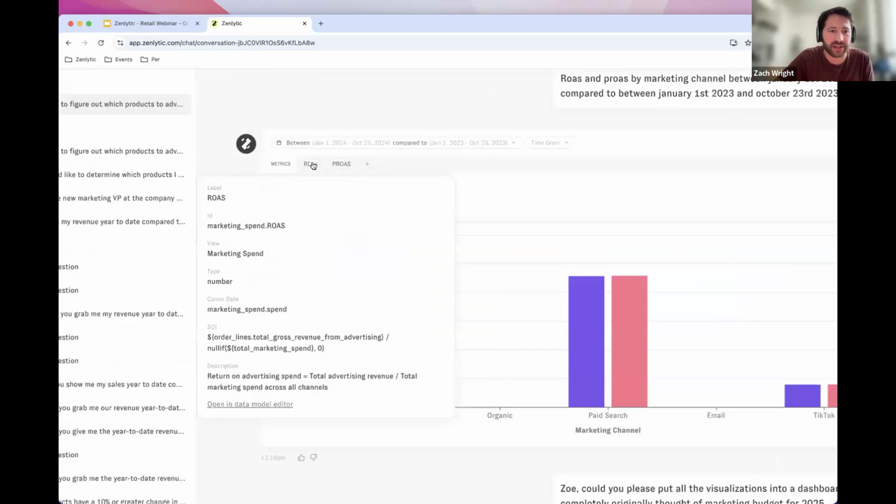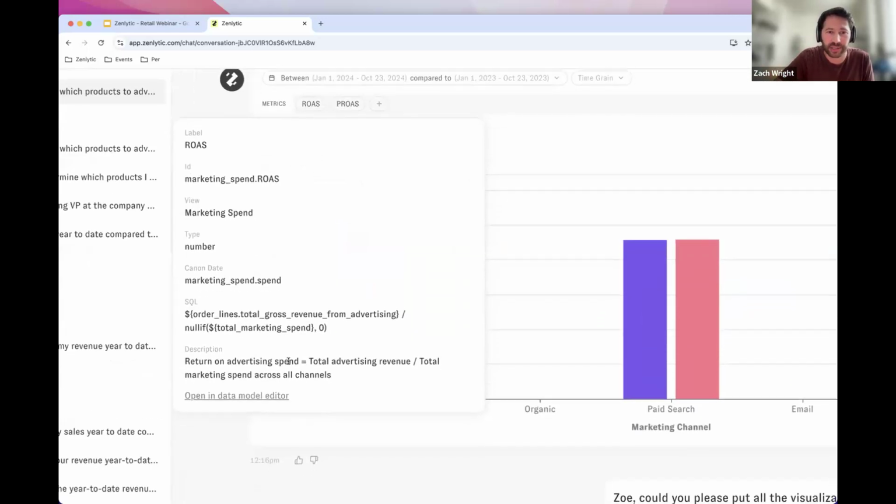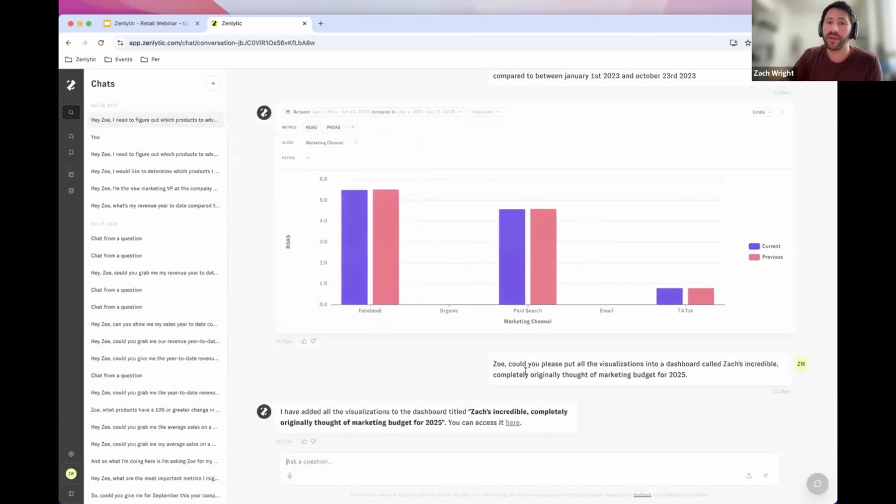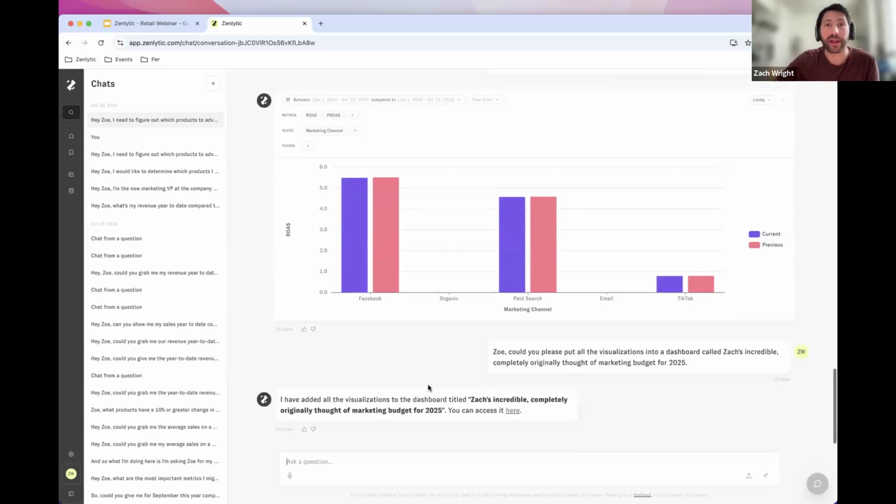So for example, in this one chart, if I were to hover over this ROAS, I could see that it has a clear definition. Return on advertising spend is the total advertising revenue over the total marketing spend. This is a previously defined metric. It's going to be programmatically generated every time, deterministically. There will never be arbitrary SQL. So this is how Zoe is never going to lie to users and it'll always be 100% right. Now, she could still misinterpret questions like a data analyst could, but that's easy to adjust and ask for another result. Great question.